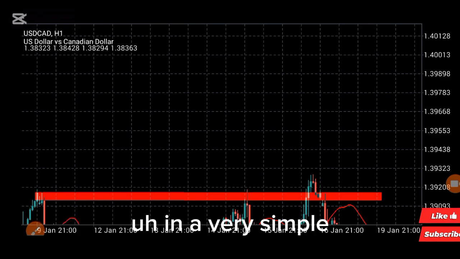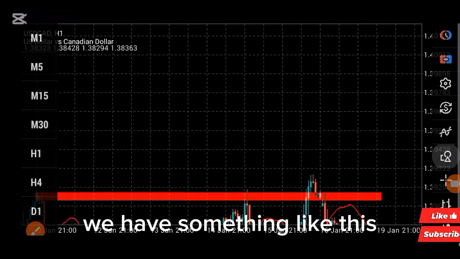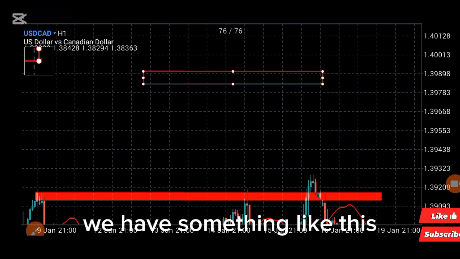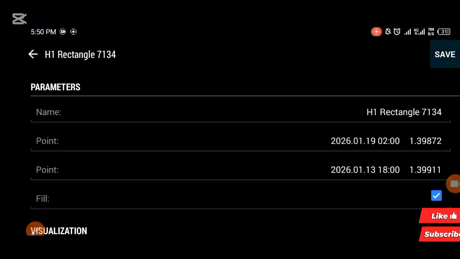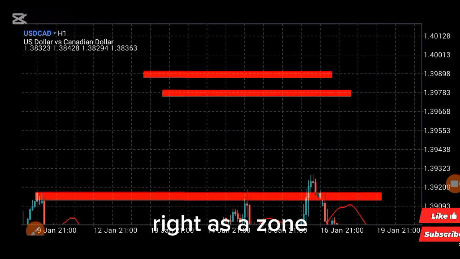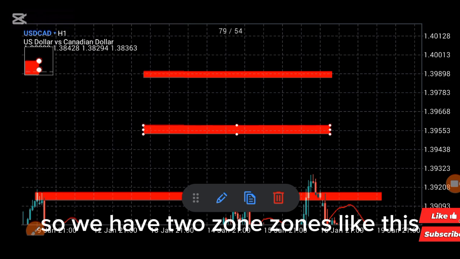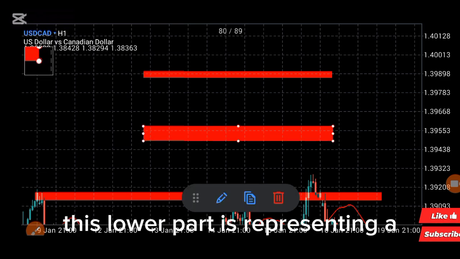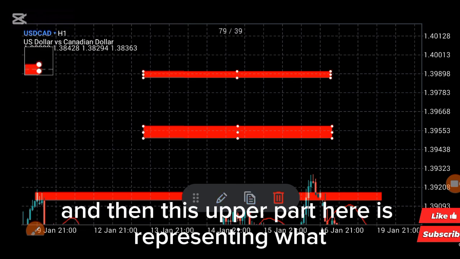In a very simple chart explanation, let's say we have something like this, as a zone, and then we have another one like this as a zone, right? So we have two zones like this. This lower part is representing a support, right? And then this upper part here is representing what?